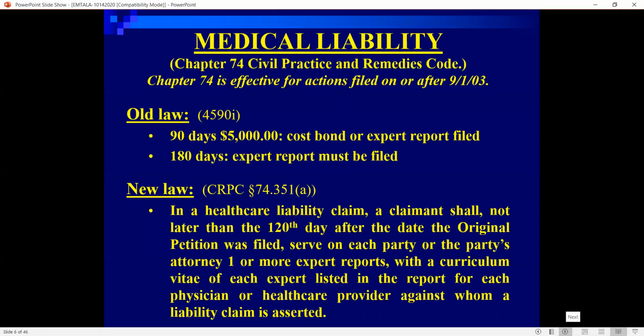And that law has been very strictly applied in favor of healthcare providers, so that even if it's 1 day late, it does not qualify and cases should be dismissed. It also has eliminated any outside excuses or perceived reasonable things that may have led to tardy reports. So Chapter 74 has put a lot of teeth into that initial report requirement. Next slide, please.